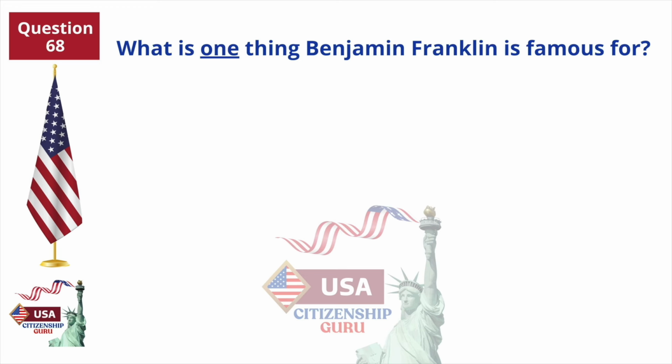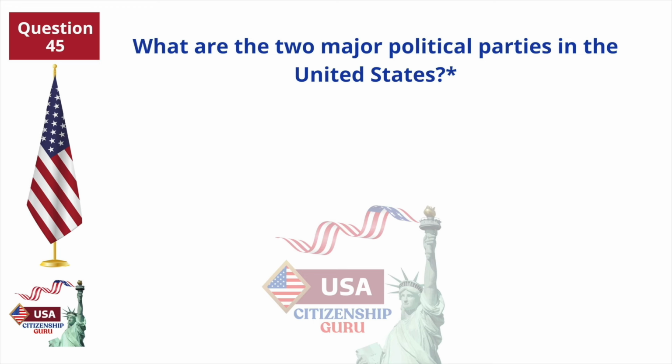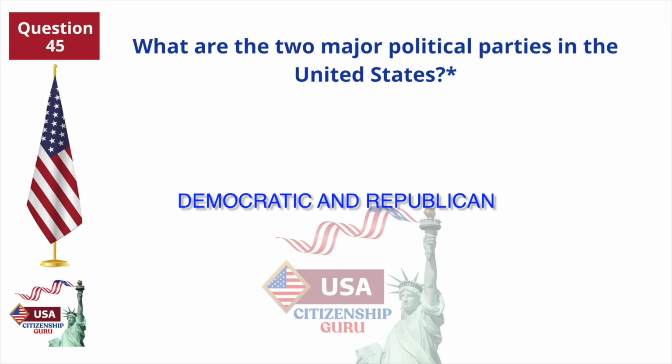What is one thing Benjamin Franklin is famous for? US diplomat. If both the president and the vice president can no longer serve, who becomes president? The Speaker of the House. What are the two major political parties in the United States? Democratic and Republican.